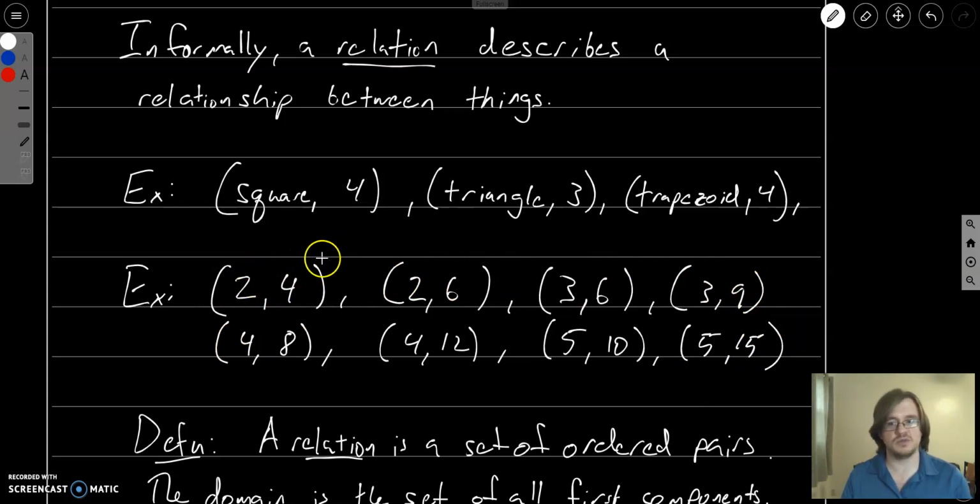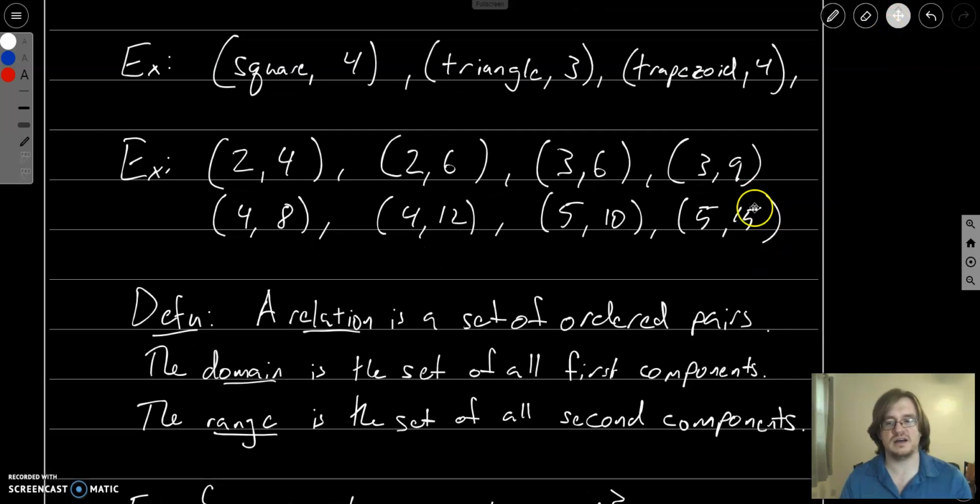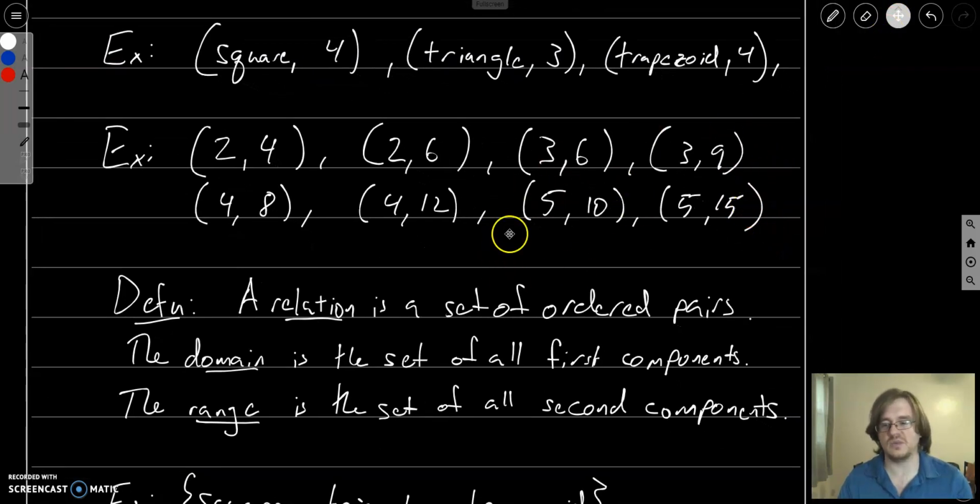Some things are related to more than one thing. So 2 is related to both 4 and 6, and on the other side, 6 was related to from 3 and from 2. So there's all sorts of things that can go on, and essentially anytime that you have a set of ordered pairs, we can talk about it as a relation. So a relation is just a set of ordered pairs. You give me any list of ordered pairs like this, that forms a relation.